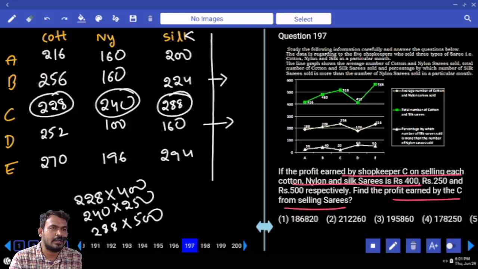Each item 400 profit, 228 items profit. 228 into 400. Second one, each item 250 profit, 240 items, 240 into 250. Third one, each item profit 500, total 288 items profit. All these are adding, we get the total profit.